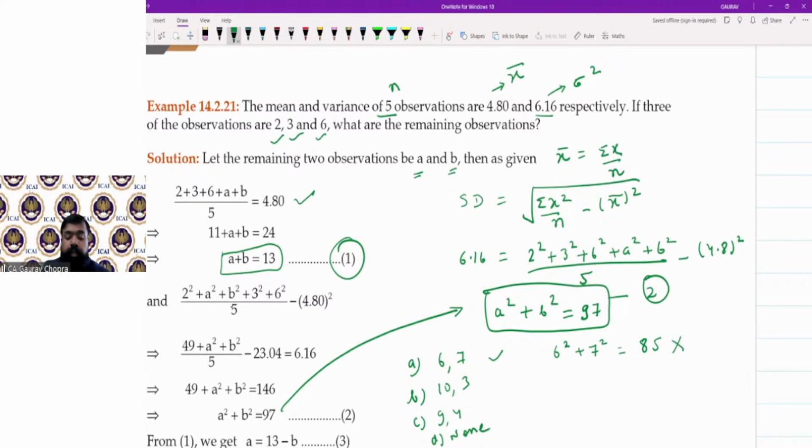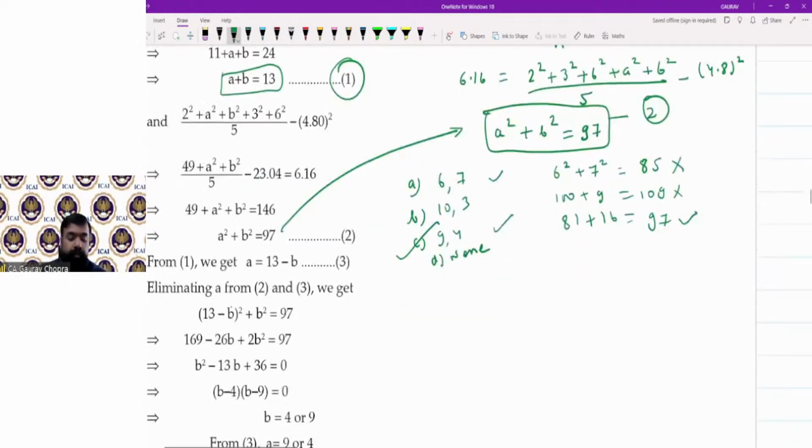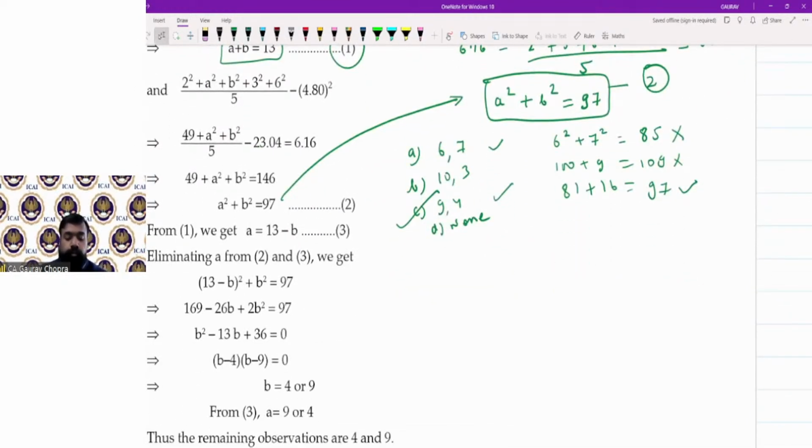Second, 10 square is 100 plus 3 square, 9, gives 109. It is also incorrect. Third one, 9 plus 4 is 13, and 9 square is 81, 4 square is 16, it is 97. So both the equations are satisfied. Therefore, option C is correct.